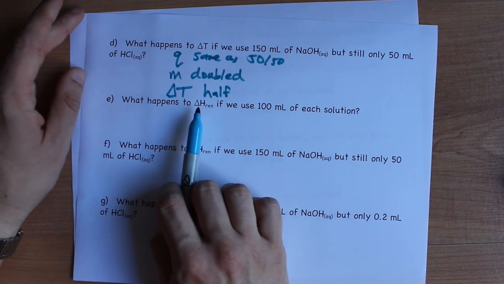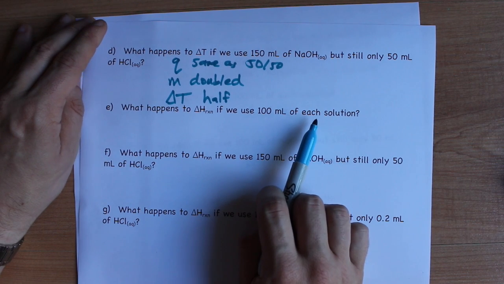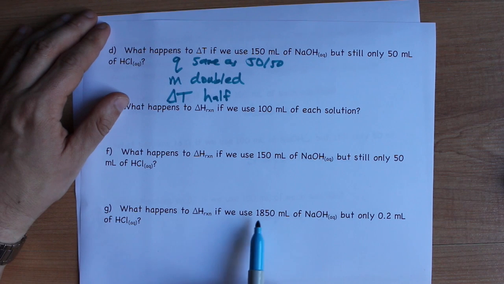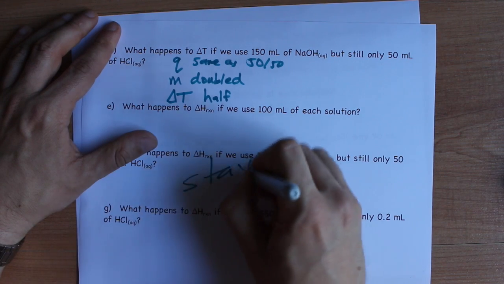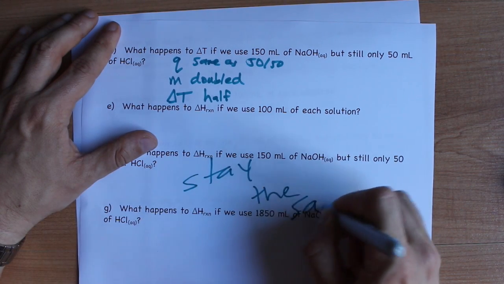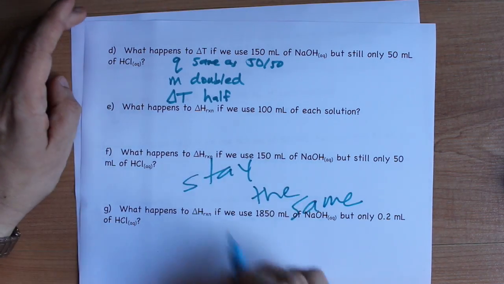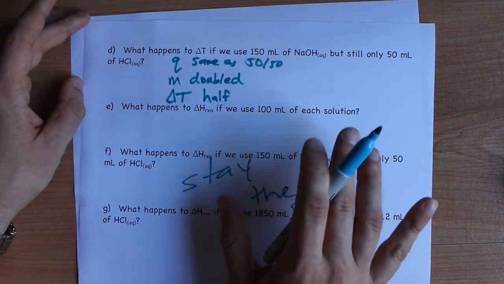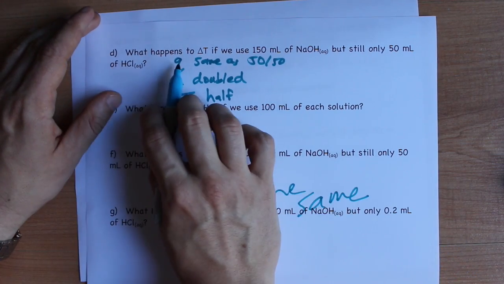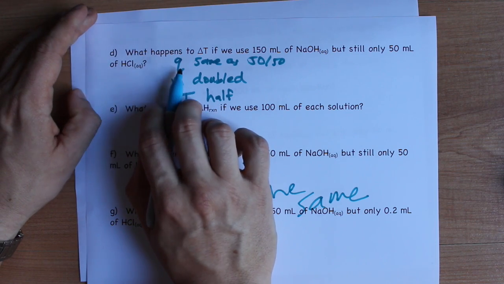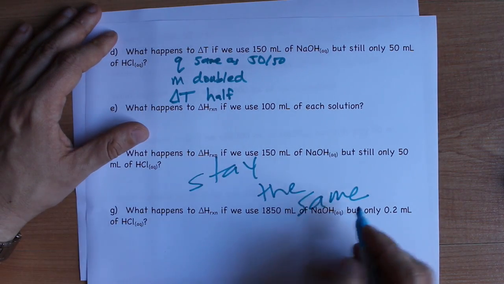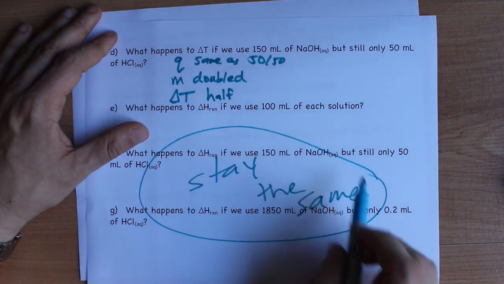What happens to delta H if you use 100 milliliters of each solution, or 150 milliliters of NaOH and 50 of HCl, or any amount of NaOH and any amount of HCl? The answer is that delta H should stay the same. The reason is that no matter what Q you get out of something like this, and no matter what delta T and m and stuff that you use, the Q will be proportional to the number of moles of stuff that reacted. Thus, the Q over n ratio will always be the same no matter what quantities you pick.